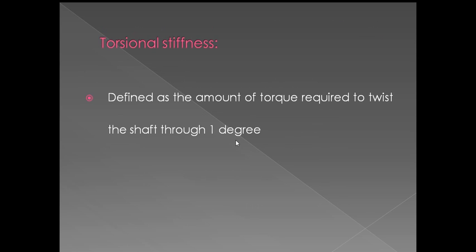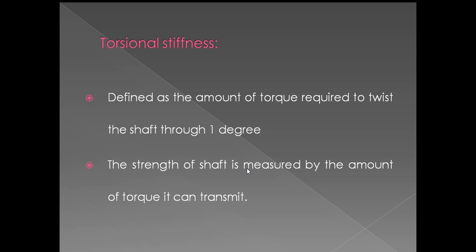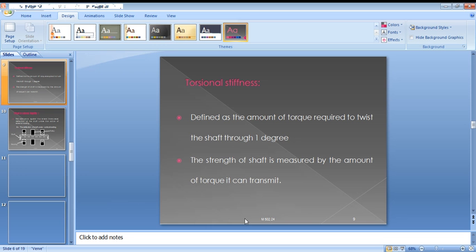So next important one is torsional stiffness. Torsional stiffness is defined as the amount of torque required to twist the shaft through 1 degree. So the torque required to twist the shaft through 1 degree is called torsional stiffness. The strength of the shaft is measured by the amount of torque it can transmit.